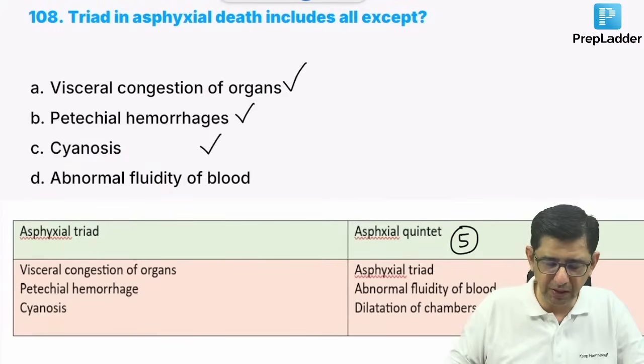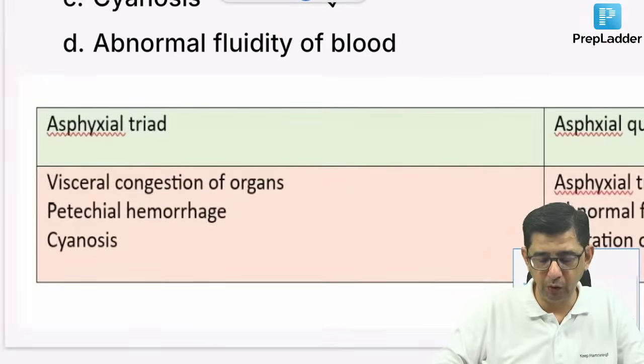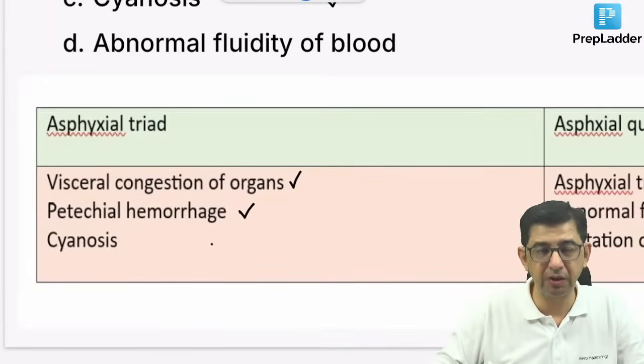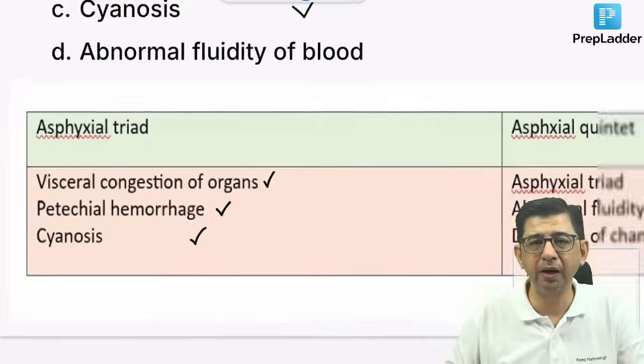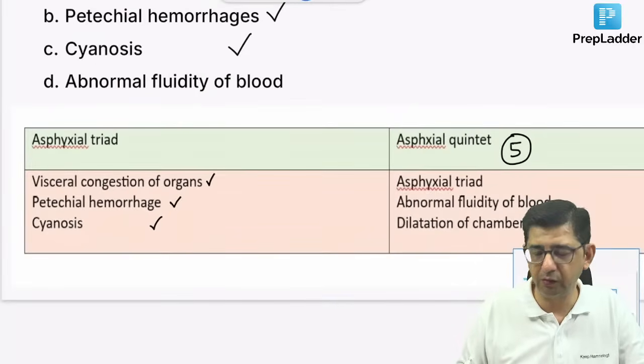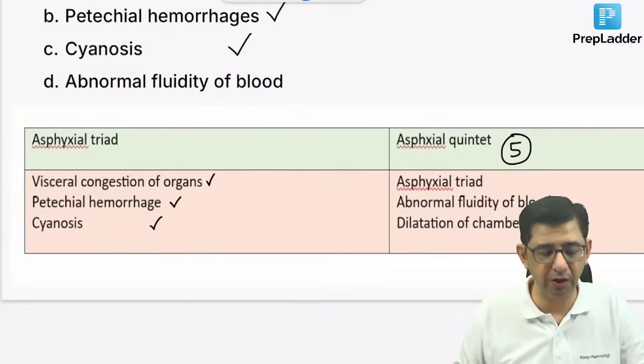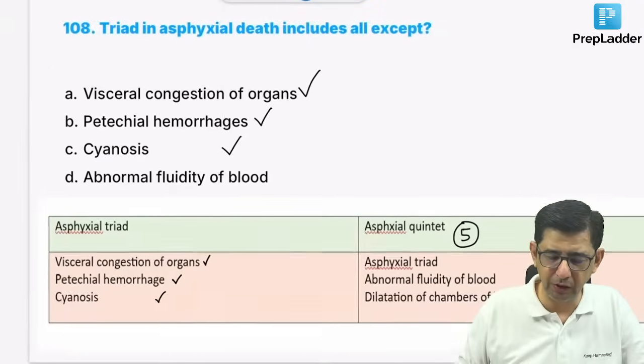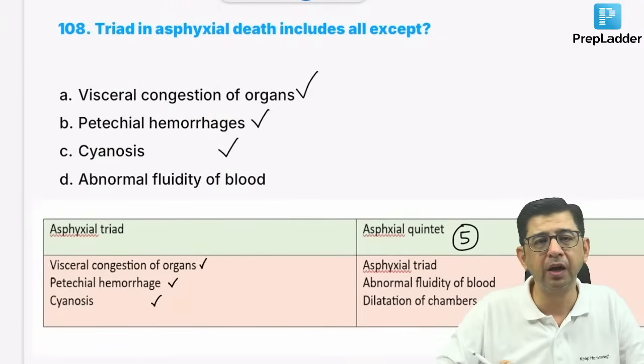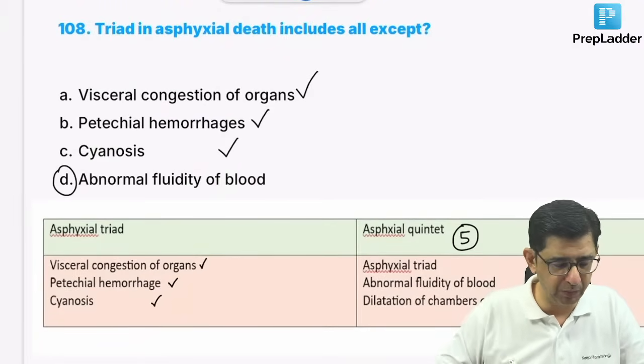So let's quickly revise that. In the asphyxial triad, there are bound to be petechial hemorrhages, visceral congestion, and cyanosis. And if you add 2 more things, that is the fluidity of the blood and dilation of the chambers of the heart, then it becomes an asphyxial quintet. Because the question is asking about the triad component, the answer in this question will be option number D.